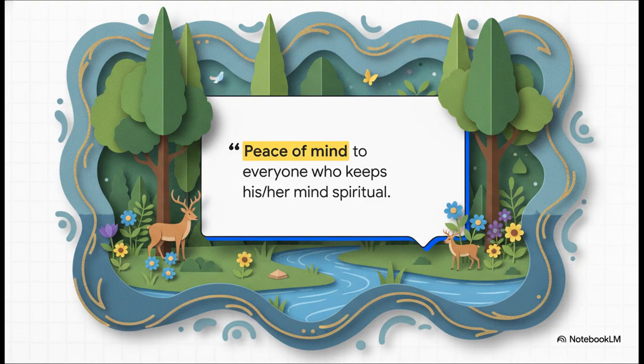And this beautifully ties into our ultimate goal, which is finding real stability. As the source notes from Romans 8, verses 6 through 7, there is a promise of peace of mind to everyone who keeps their mind spiritual. The lesson here is that just as a thriving, diverse ecosystem operates in perfect harmony and stability, a spiritually anchored mind brings a lasting, stable peace to our own lives. It grounds our education in something eternal.